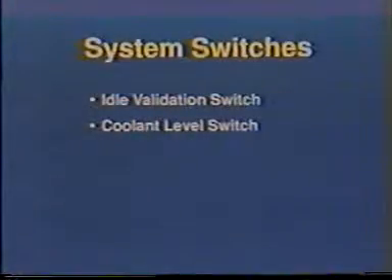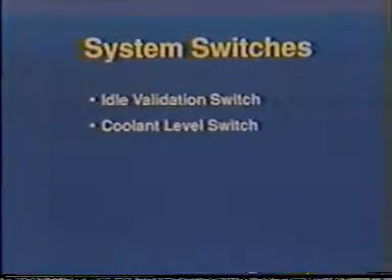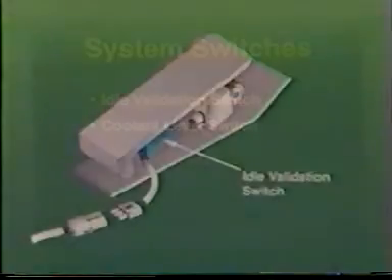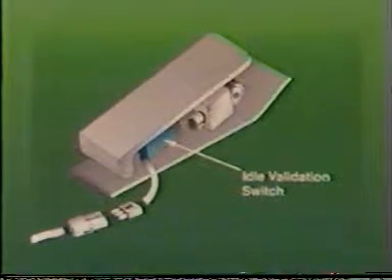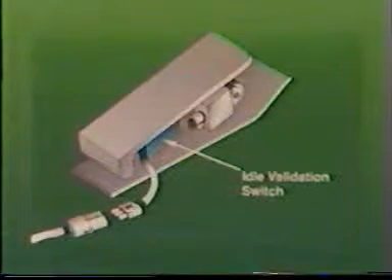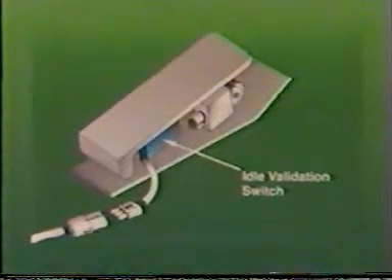There can be two system switches. They are the idle validation switch and the coolant level switch. The idle validation switch is located in the throttle pedal assembly. It provides a confirming signal to the ECM as to the position, released or depressed, of the throttle pedal.